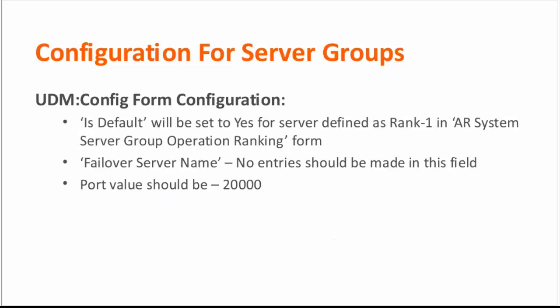The is default value will be set to yes for the server defined as rank 1, as I told you earlier. You should not be changing the is default value manually, right? And for the failover server, you don't have to put any entry there because the ranking form will take care of that. The default port value should be 20,000.